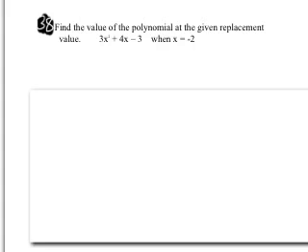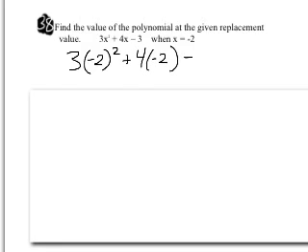Okay, number 38. Find the value of the polynomial at the given replacement value. We have 3x squared plus 4x minus 3 when x equals a negative 2. So this is just a substitute. We just substituted that negative 2 in. Stick the negative 2 in for all the x's, and then calculate what it is. So it's actually a pretty easy problem. We've got 3, then we have x squared, so we'll put the negative 2 in there. That's still squared, plus 4 times negative 2 minus 3.